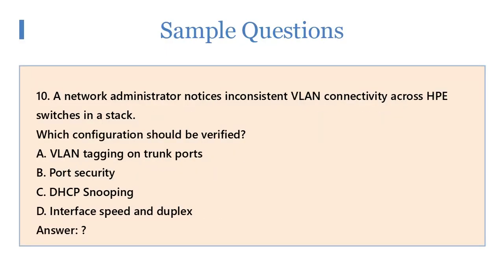10. A network administrator notices inconsistent VLAN connectivity across HPE switches in a stack. Which configuration should be verified? A. VLAN tagging on trunk ports. B. Port security. C. DHCP snooping. D. Interface speed and duplex.